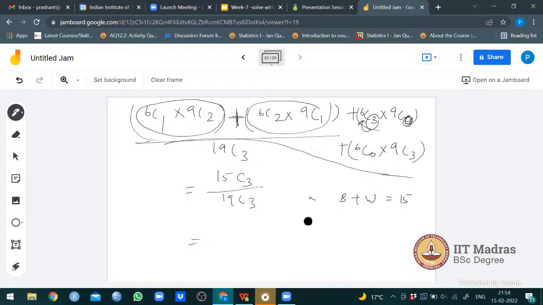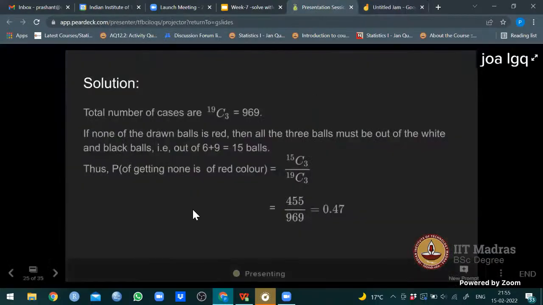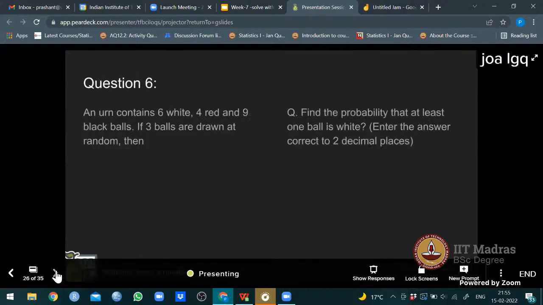Why is the approach of taking all 3 balls as red and subtracting that from one not working out? Just think about it. It's wrong, I'm saying it's wrong. And why wrong? You have to think. Please think about that, and I will get back to you. Okay. So we can move to the next question.